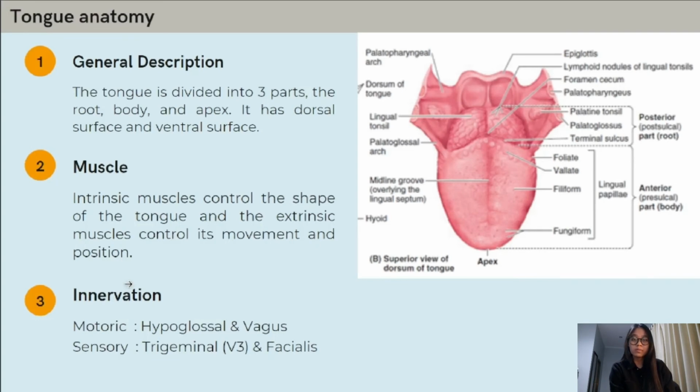The hypoglossal nerve provides motor innervation to all of the tongue's muscles except for palatoglossus, which is innervated by the vagus nerve. Sensory innervation of the anterior tongue is provided by the trigeminal nerve and facial nerve, while the posterior part is innervated by the glossopharyngeal nerve.